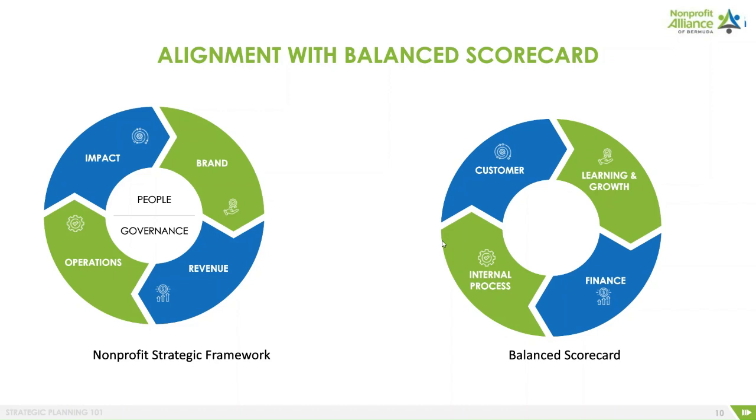Essentially, the elements of the Balanced Scorecard are roughly the same as the elements of the nonprofit strategic framework or flywheel. Instead of customer, which you'd have in the Balanced Scorecard, we look at impact. Instead of internal processes, we look at operations. Instead of learning and growth, we look at people. And rather than use the word finance, we refer to the word revenue.